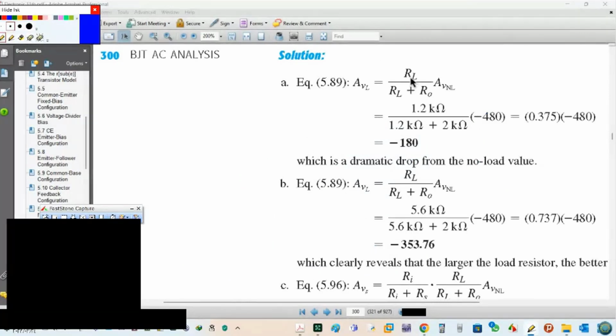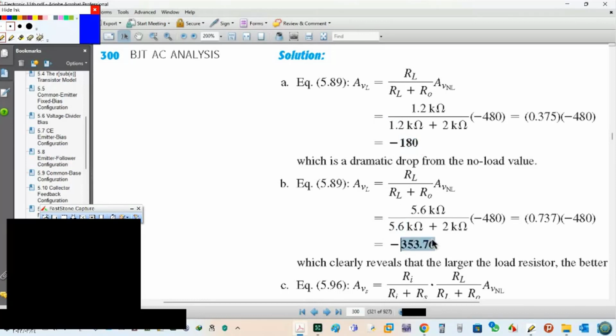I see RL over RL plus RO times AV no load. Now he asked to repeat for another value. So this is for RL 1.2 kilo ohm, and this one is for RL 5.6. And see, if RL decreases, AV decreases. See this one here, 1.2 is small, so AV load is 1.180. Now see this RL 5.6.